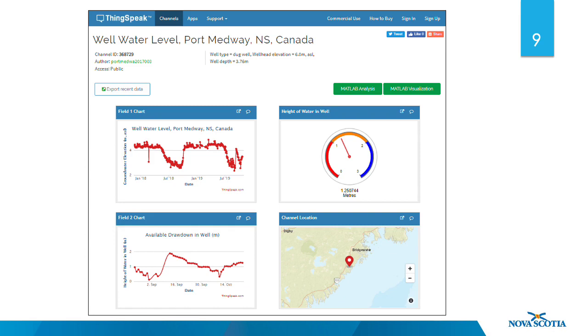So you can see that having real-time water level information allows you to record rapid changes that can occur due to severe weather events. And then on the upper right-hand side, you can see a fuel gauge, which shows you the current height of water in the well just at a glance, so that a homeowner can see exactly how much water they have left in their well.